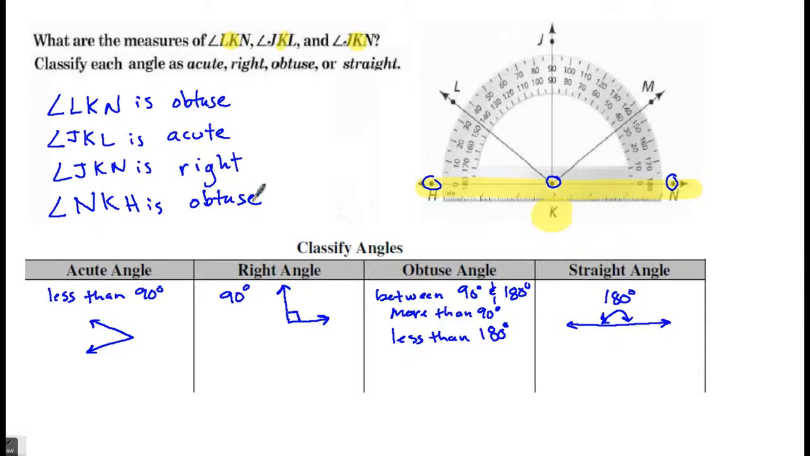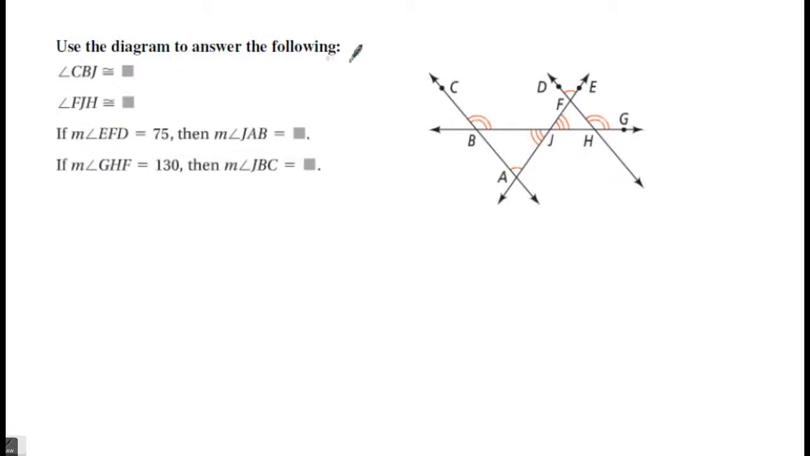All right, use the diagram to answer the following questions. So we're going to go ahead and look at angle CBJ. So let's look at the diagram first, okay? So notice that it has these little swooshes, these little dashes around on the angle ends, showing which ones are the same. So here you have one little swoosh. It should equal this little swoosh, okay? And then the ones with two swooshes should equal the ones with two swooshes. So that would be that angle. That means that they're the same.